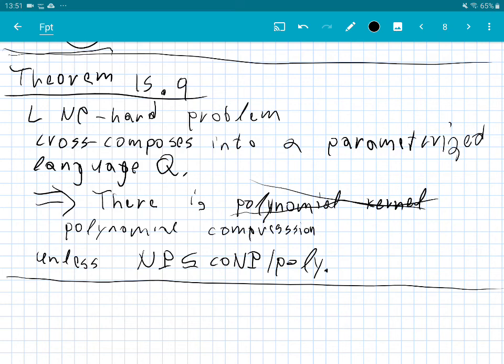Namely, what we're going to show is that if there is this polynomial compression, which intuitively we can think of as a polynomial kernel, then we can get an OR distillator for the language L. And this in turn implies that NP is contained in co-NP over poly. The proof is not very difficult, but it kind of uses everything we've seen so far.